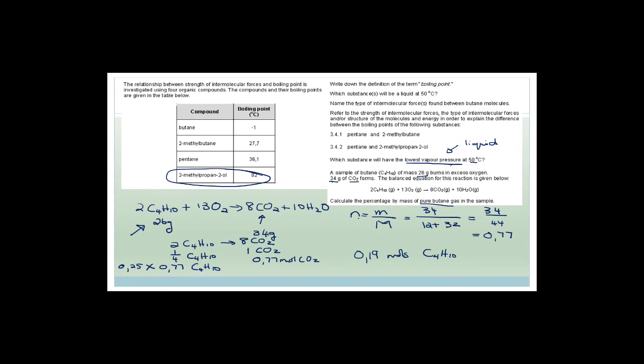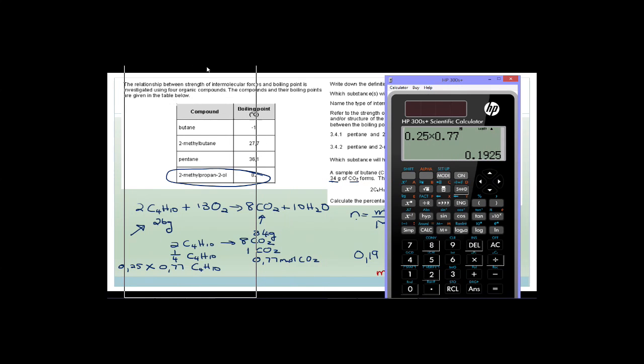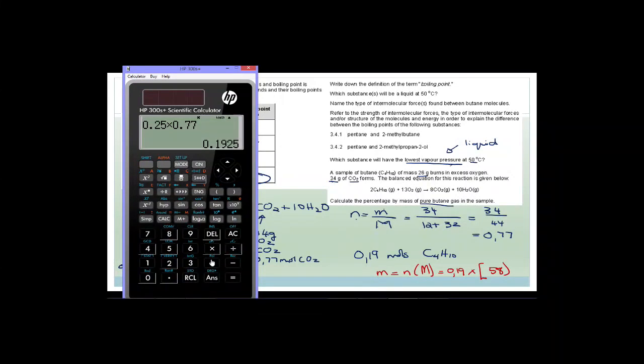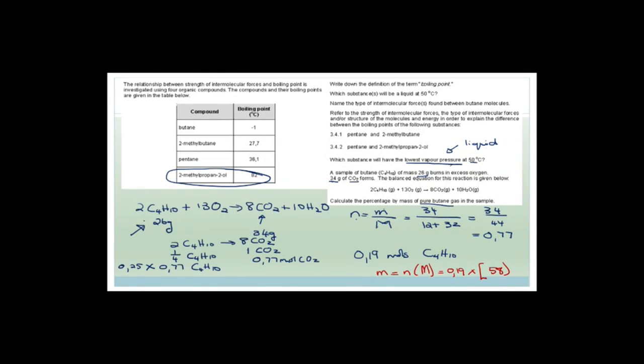Okay, so again, number of moles is mass over molar mass, but this time we're working out the mass. So mass is number of moles times the molar mass, which is 0.19 times 4 times 12 is 48 plus 10 is 58. So let's get that on our calculator. So that's 0.1925, might as well just leave it like that, times 58 equals 11.17. So out of this 26 grams, 11.17 grams actually was converted to carbon dioxide.